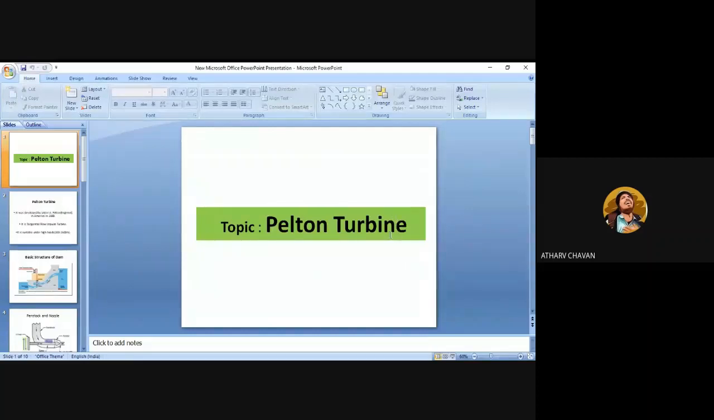Pelton turbine. So, ma'am, I shared the topic: impulse hydraulic turbine. One of the best examples is the Pelton turbine. From this example, we will study the impulse hydraulic turbine. Some points and facts about the Pelton turbine.